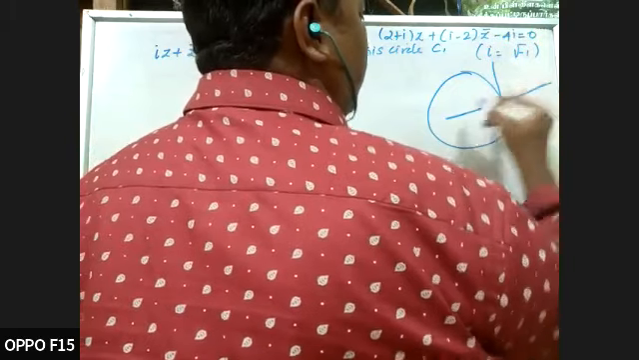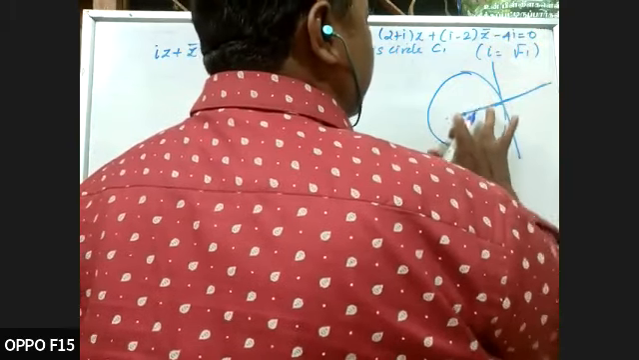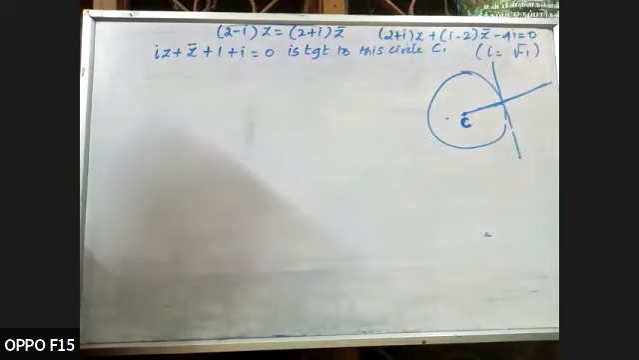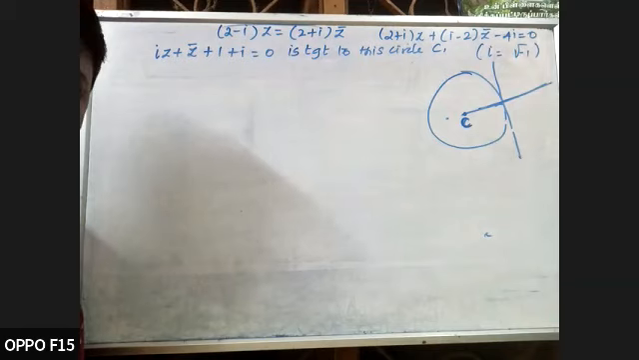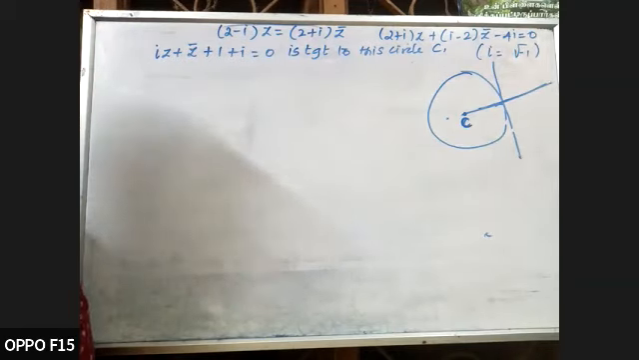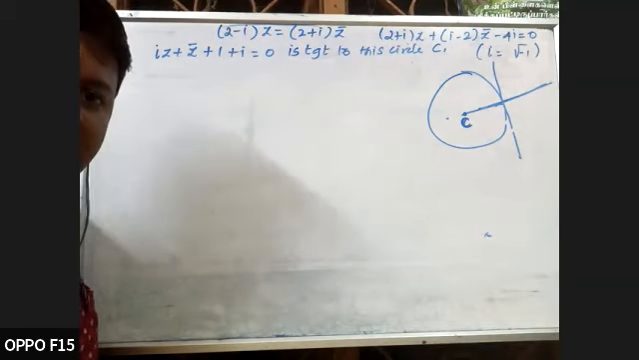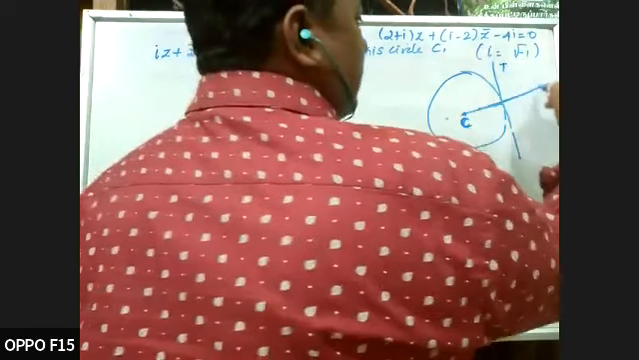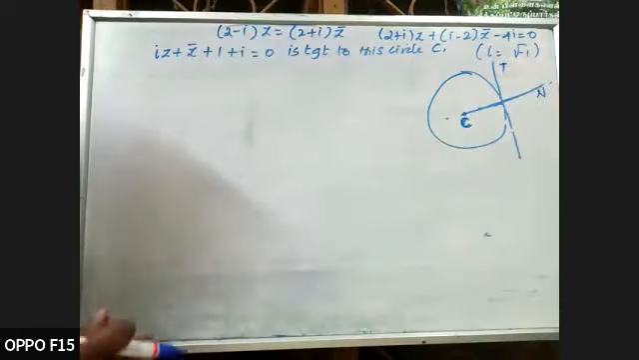Always remember, the normal of the circle passes through the center of the circle. Everyone knows this. I have taught it so many times. Normal is nothing but the line perpendicular to the tangent, and that normal always passes through the center of the circle. No doubt in this. This is called the tangent, this is called the normal.